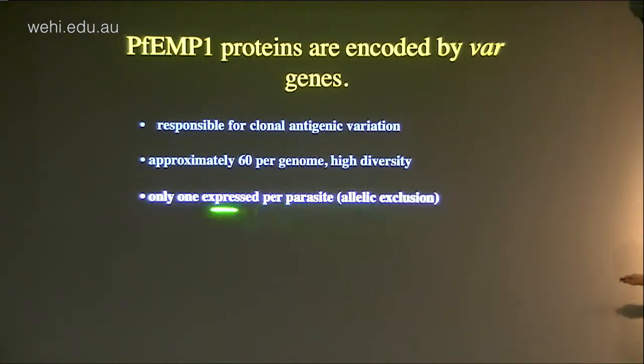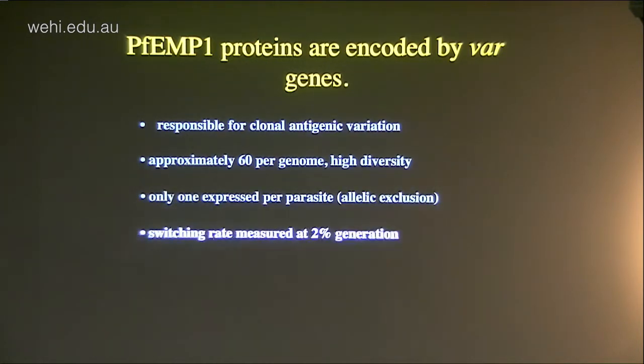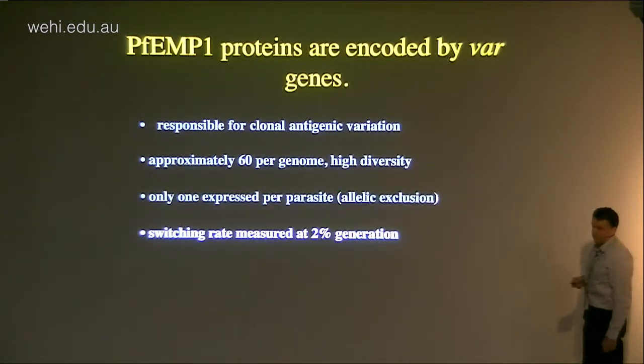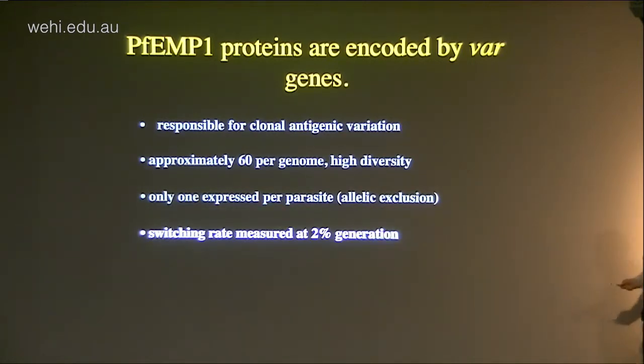And only one of these genes is expressed per parasite, a process called allelic exclusion, monoallelic expression, if you like. Basically, one is activated, the other 59 are silenced. And that switching rate, which allows it to switch from one to one of the other 59, occurs at a rate of approximately 2%. So the switching is not being selected by the host immune system. It's an inbuilt mechanism in the parasite that allows it to switch at a very low rate. And that switching appears to be hardwired. In other words, it doesn't switch on in that 2% of the population all of the other 59 parasites. There appears to be a distinct order in terms of the expression.